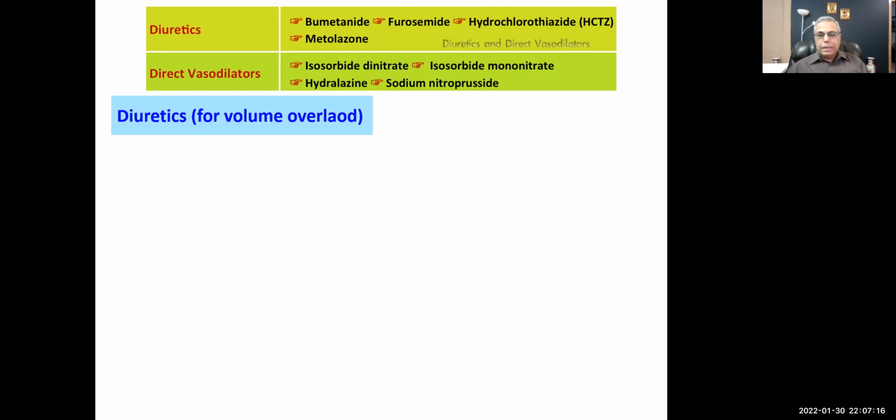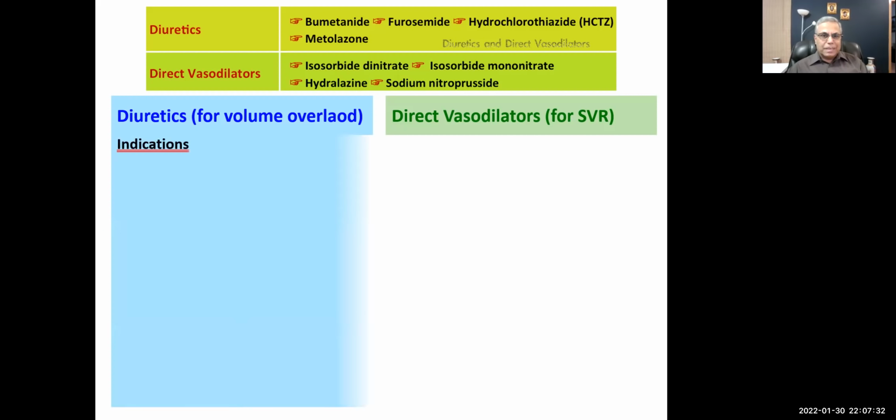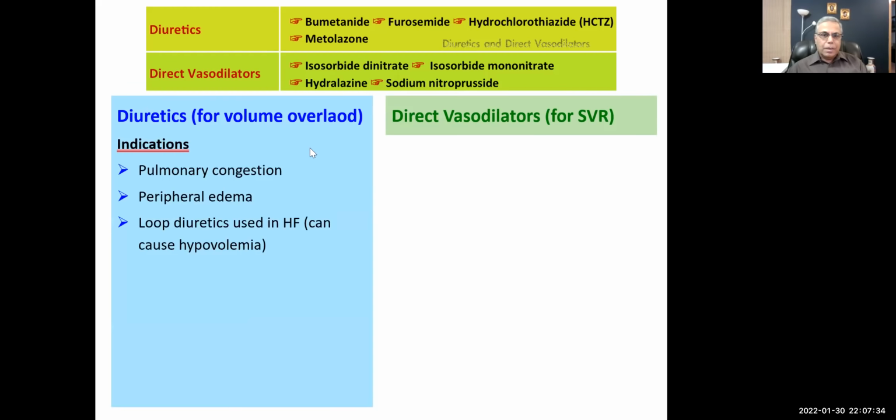So whenever there is volume overload, and that we can judge from peripheral edema, swelling of the ankles and the feet, and congestion anywhere we find in the body, especially in the lungs, we use diuretics, and direct vasodilators are used to decrease systemic vascular resistance, right? Indications are pulmonary congestion and peripheral edema for diuretics. Loop diuretics are used in heart failure, but they can cause hypovolemia.